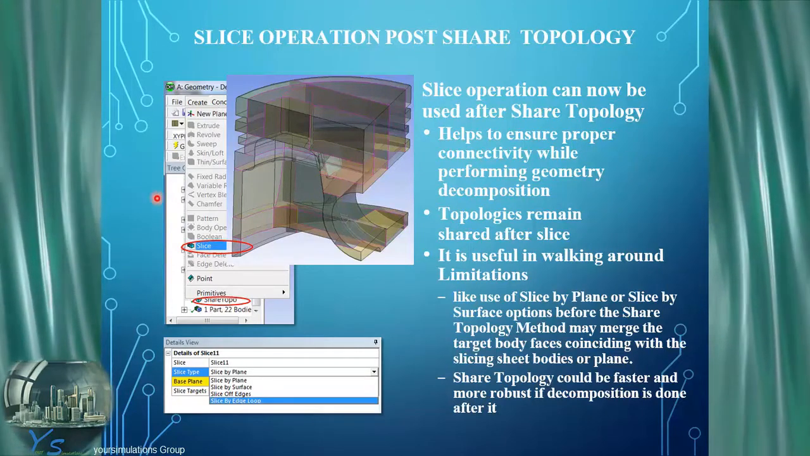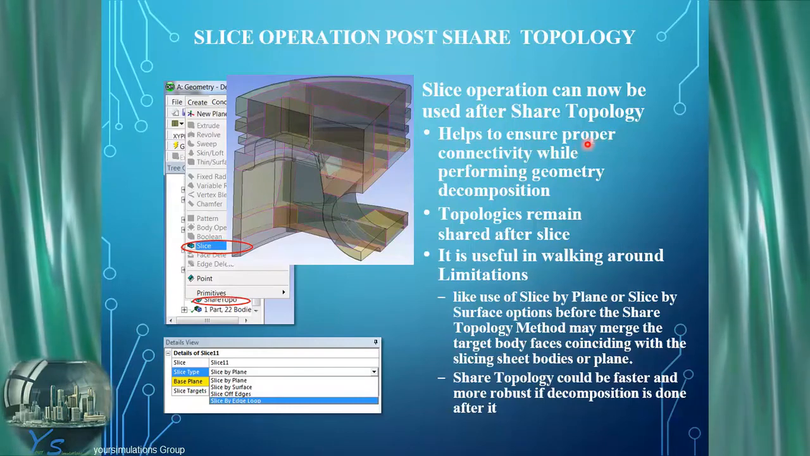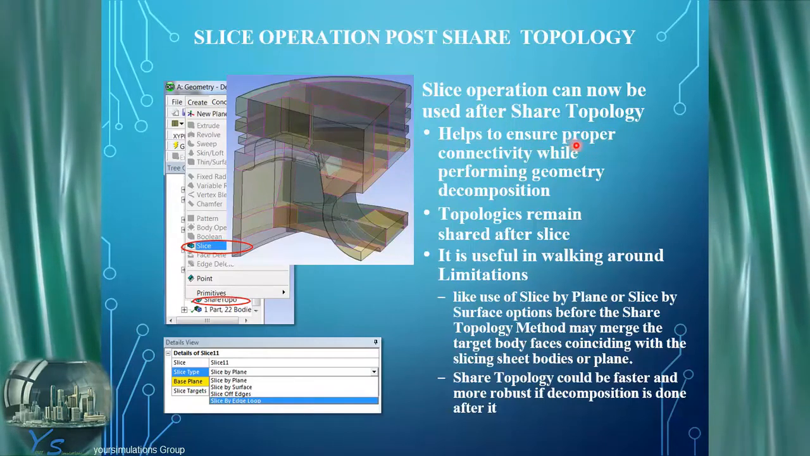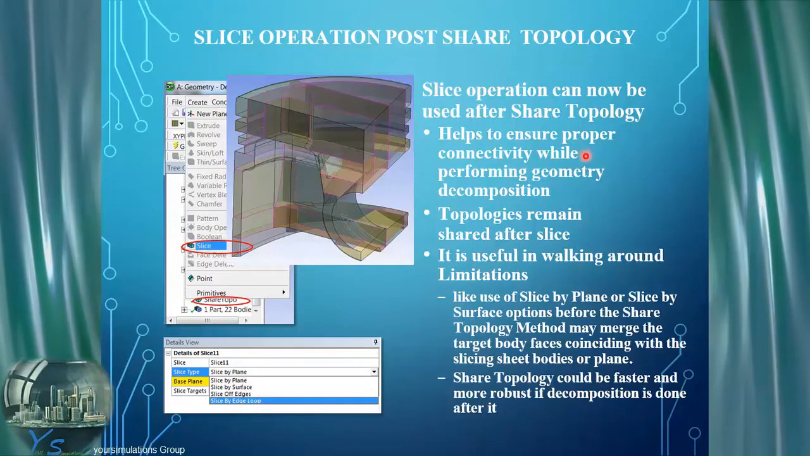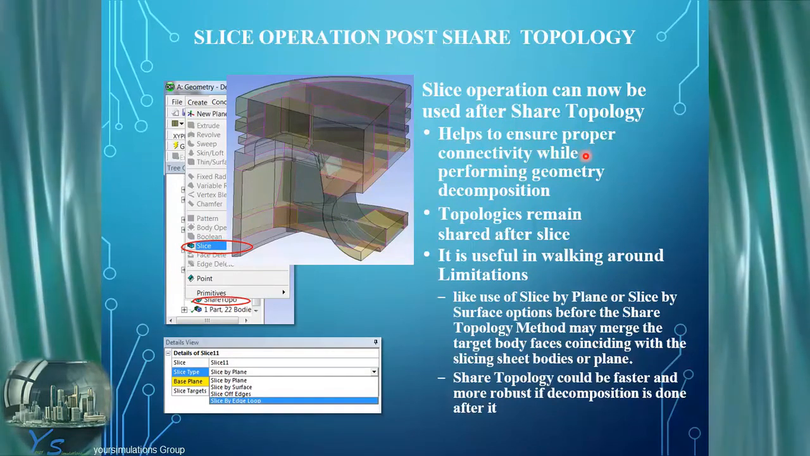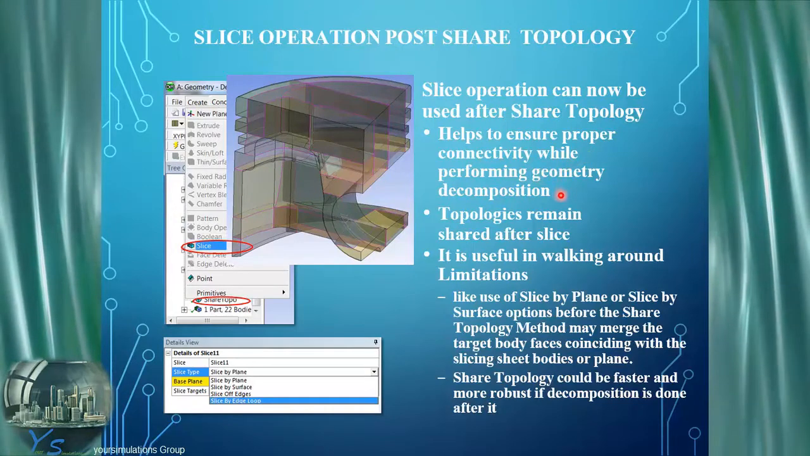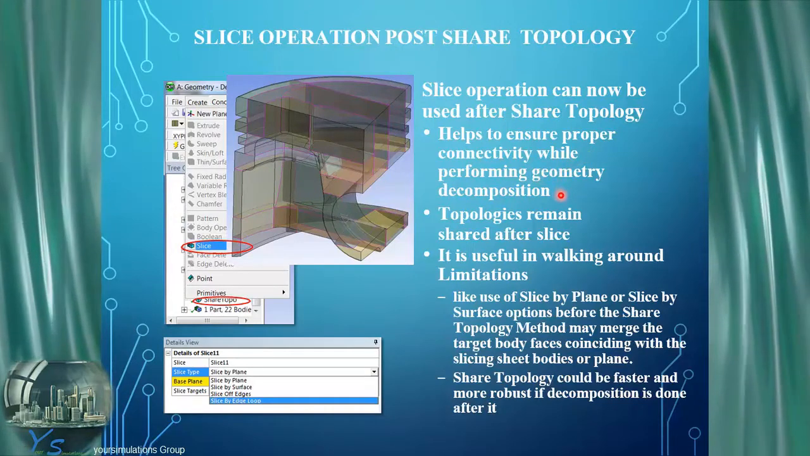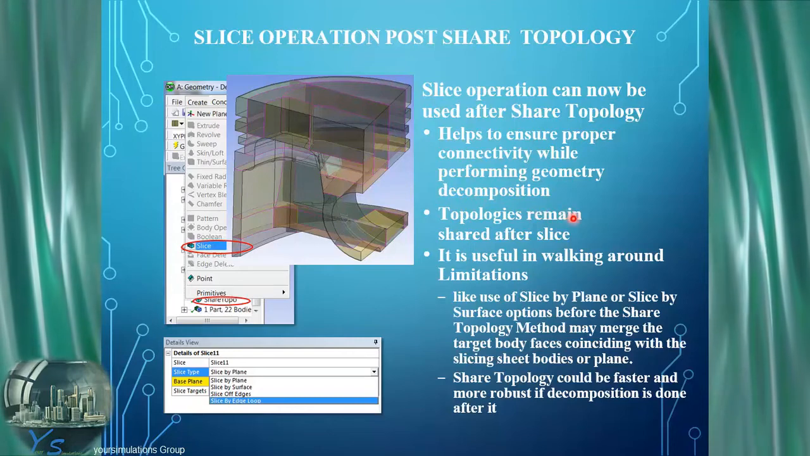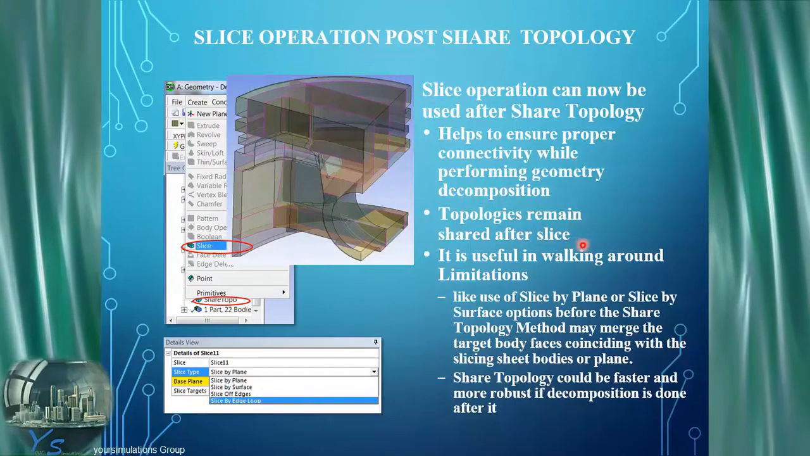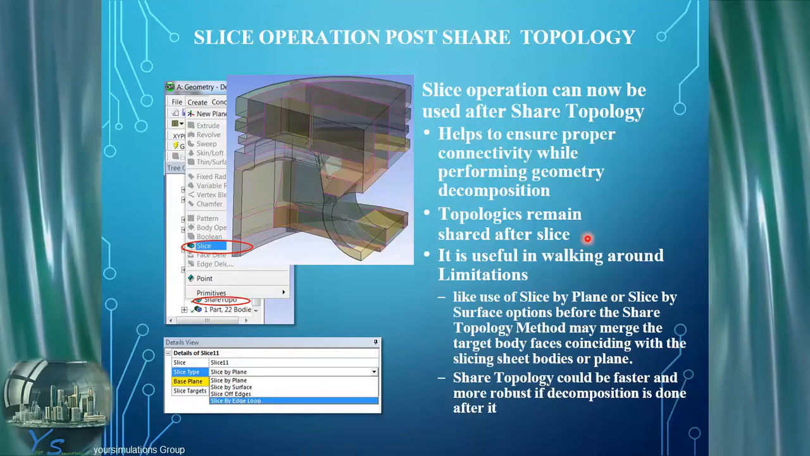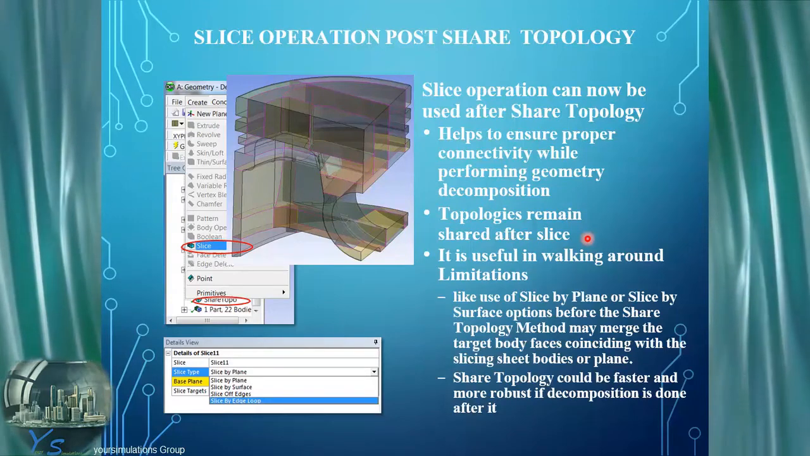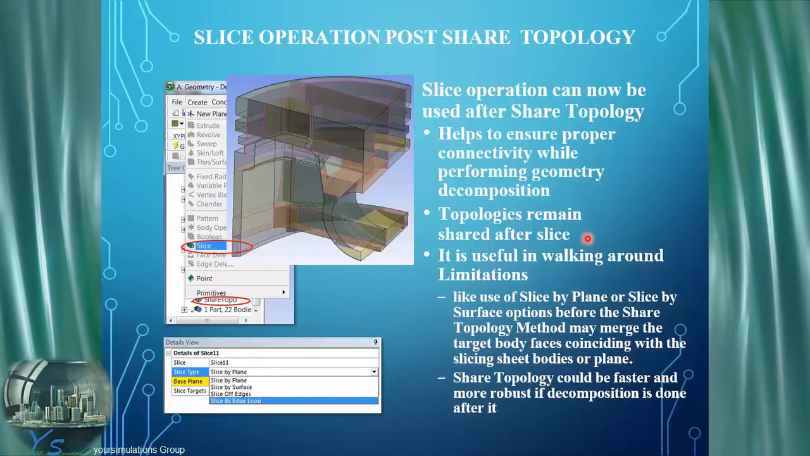And the fact that we can perform some slicing after we issue the share topology helps ensure we have the proper connectivity when we're performing that decomposition or dividing up of the geometry. And also the topologies remain shared after the slice, so there's some intelligence there in keeping control over lower topology sharing for the body.